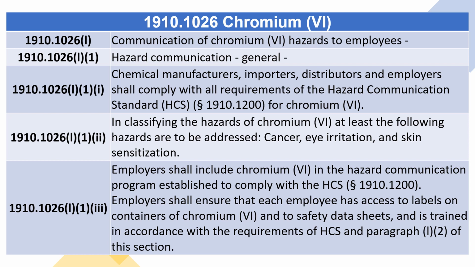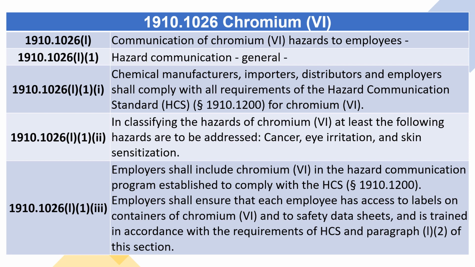1910.1026(l)(1) Hazard Communication, General. 1910.1026(l)(1)(i) through (l)(1)(iii): chemical manufacturers, importers, distributors and employers shall comply with all requirements of the Hazard Communication Standard, HCS, Section 1910.1200, for chromium-6.